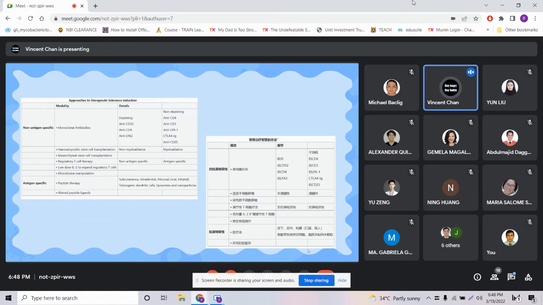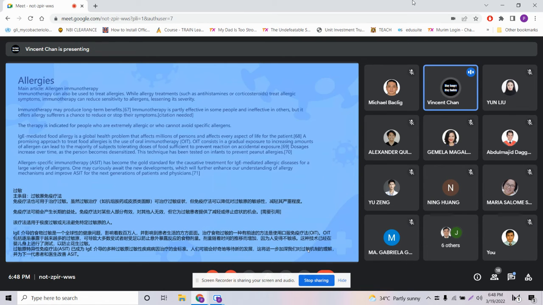Okay, on the next page, you can see the two charts. And the next page is about the allergy therapies. And the main article is allergology in immunotherapy.